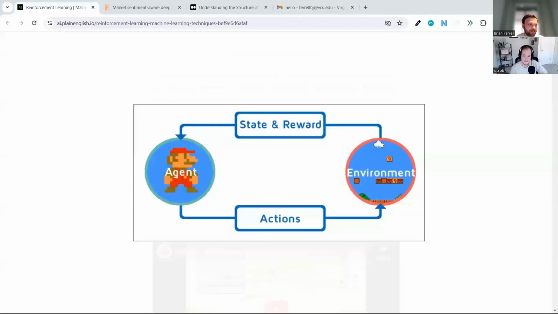In fact, I can go ahead and just share this Mario. Do you see it? Heck yeah, I see it. Okay, agent. Cool. Mario in the environment.